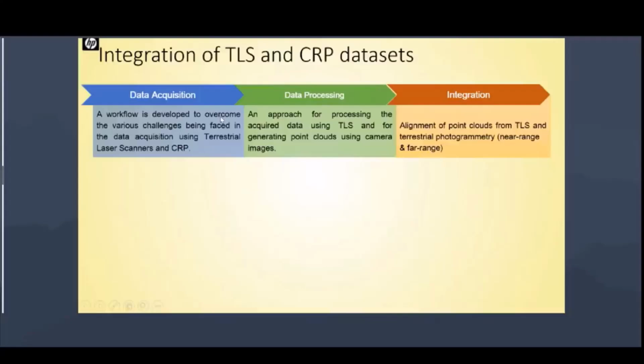A workflow was developed to overcome the various challenges that we would face in the data acquisition using the terrestrial laser scanner and CRP data, that is close range photogrammetry data. Then the data was processed. An integrated data framework had to be generated for processing and combining this data, followed by the alignment of the point clouds from TLS and the photogrammetry images.